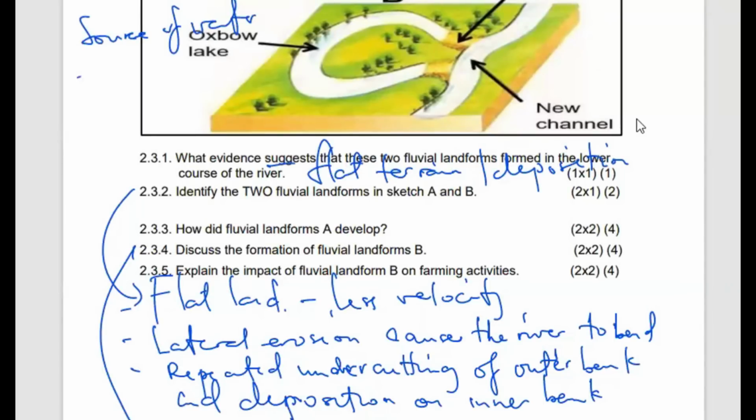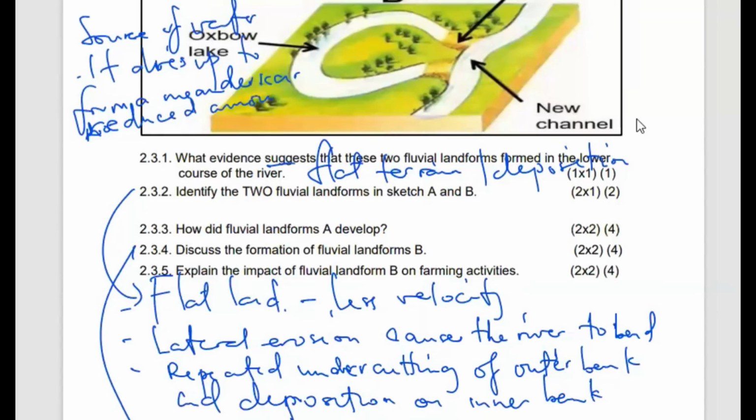But however, it dries up to form a meander scar. And what's the implication? The implication is that there will be reduced amount of water to the farmer.